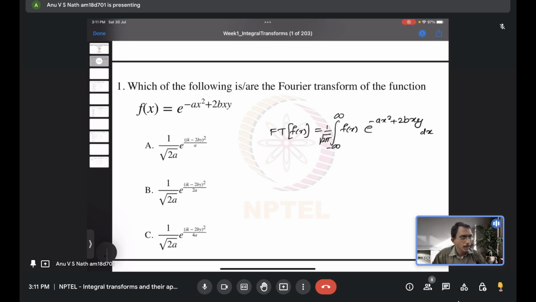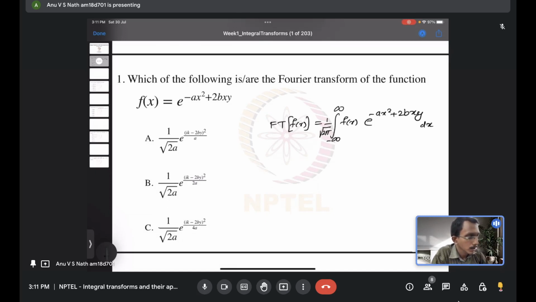So no responses, so I think anyway I will start explaining this. If anybody gets the answer, you can tell me while I am doing it. Okay, so first of all we write the function, which is exponential of minus ax square plus 2bxy.